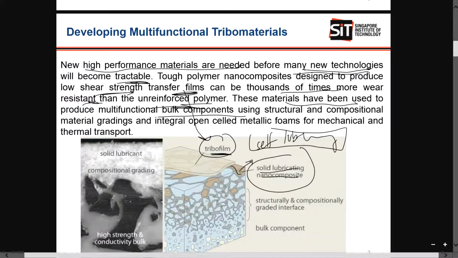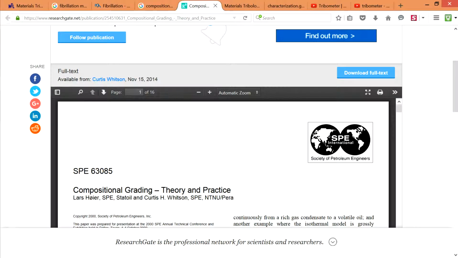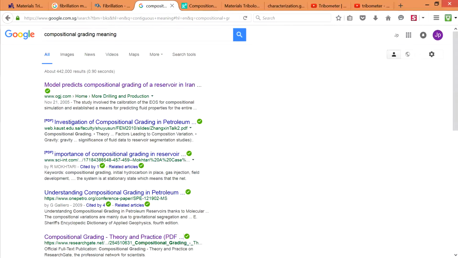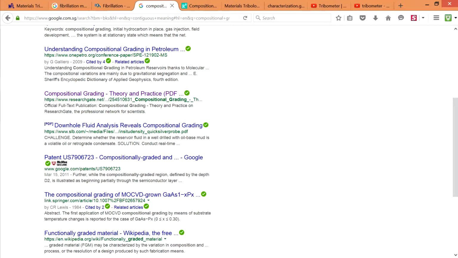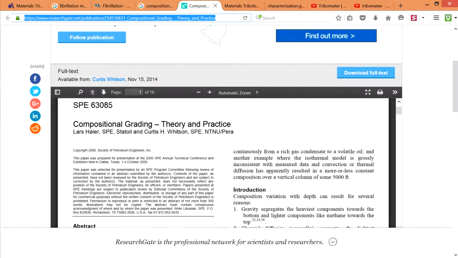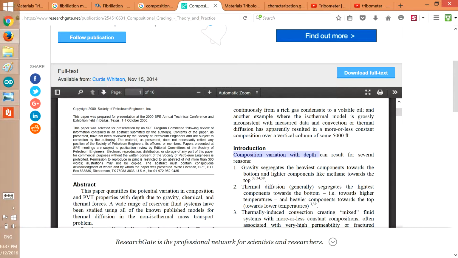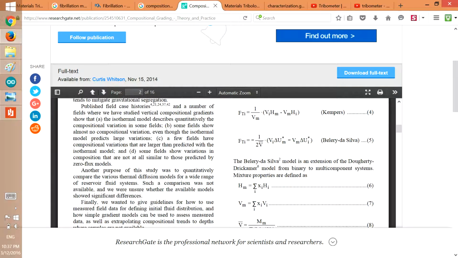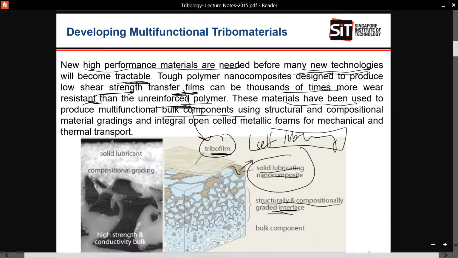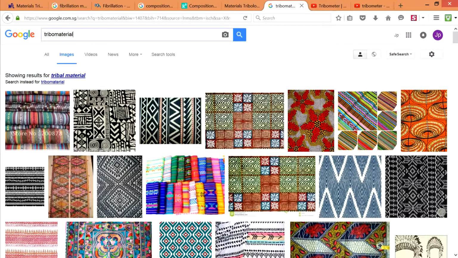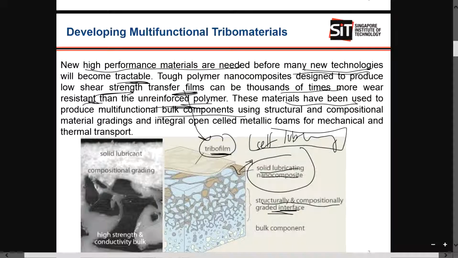And then structurally and compositionally graded interface. So what is it about? I would recommend you go to ResearchGate. If you type in composition grading meaning and search on ResearchGate, if you click in, they talk about the different composition variation with depth. I don't know what is going on, but you can read it yourself if you're free. A lot of equations, seriously. Then after I type tribological material, it gives me tribological material. Great. I'll let you think about it.